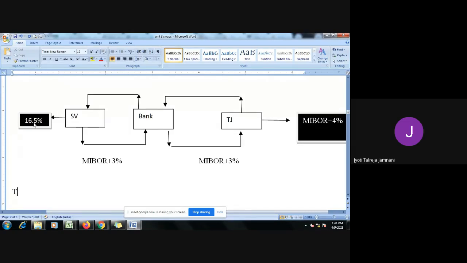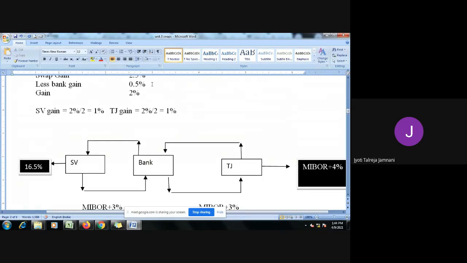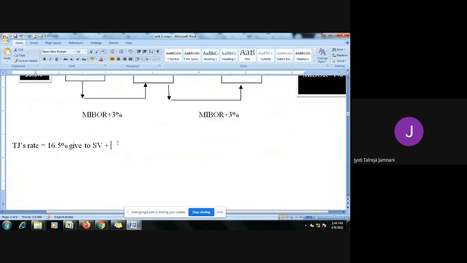So TJ's rate will be 16.5% it has to give to SV, plus it has to also give the bank gain, and the bank gain is 0.5%. So that 0.5% also it will give it to SV, sorry, to the bank. 0.5% bank gain, and it has also to give SV's gain.